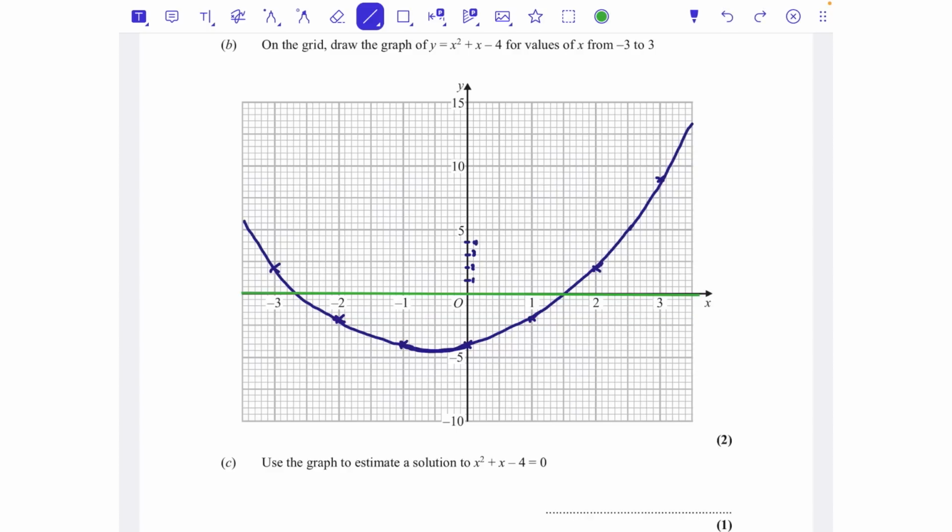But here they've just said, when does it equal 0? So we're looking at this coordinate here and this coordinate here. So my answers for this are going to be minus 2.7 and 1.5. Those are the 2 places where my quadratic equals 0.